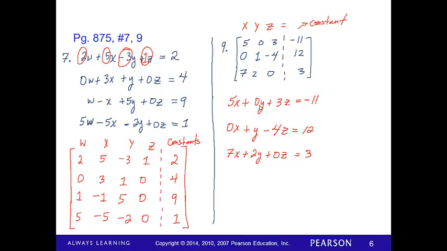Now, if you wanted to, every place you have a 0, you can just ignore that part. So this answer works, or we can write it as 5x plus 3z equals negative 11. Y minus 4z equals 12. And then we have 7x plus 2y equals 3.